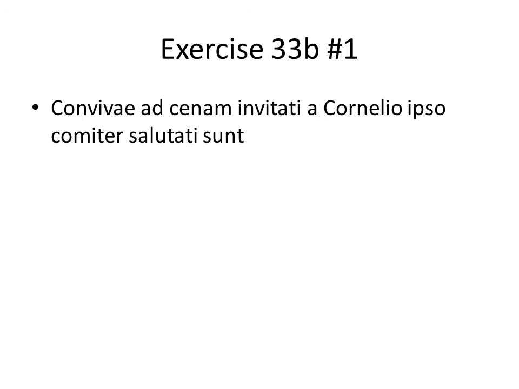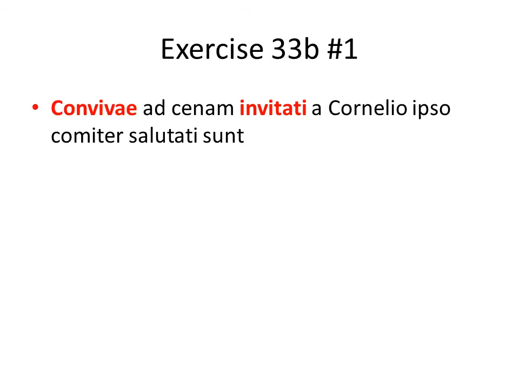Let's try another example. This is from exercise 33b. It's the first sentence, and it reads, Convivi ad caenam invitati a Cornelio ipso comiter salutati sunt. So the first thing we should probably do is find our perfect passive participle. It's invitati. Then we should probably figure out, okay, what is this agreeing with? Here it's convivi. Why? Because both of those are plural, both of those are masculine, and both of those are nominative.